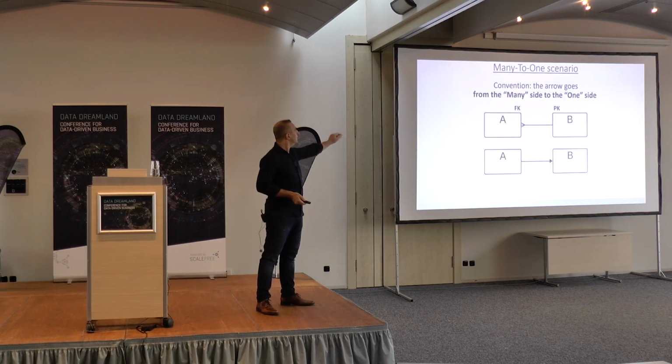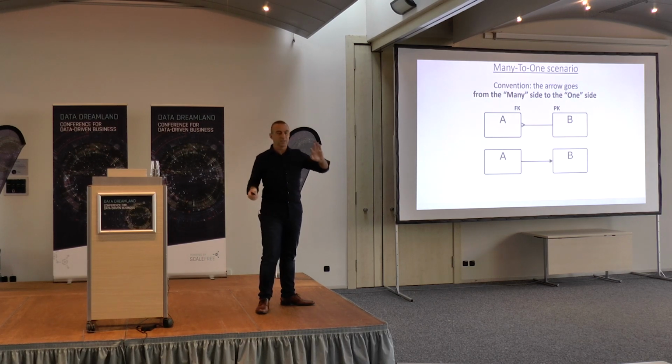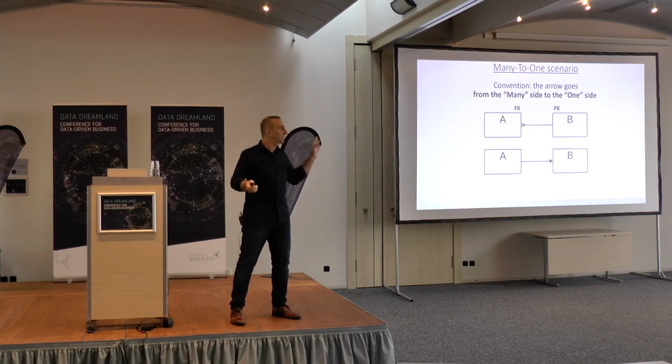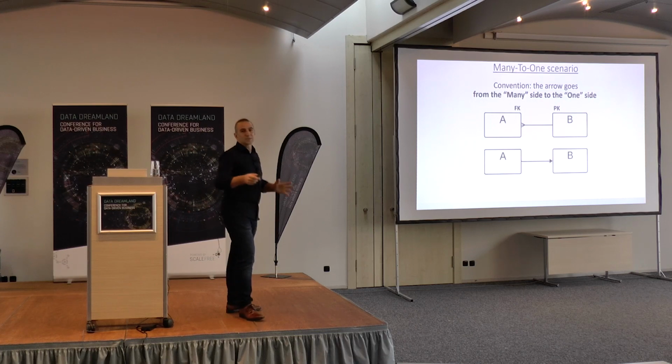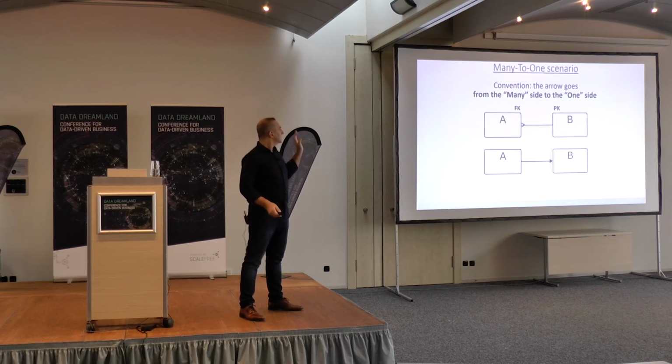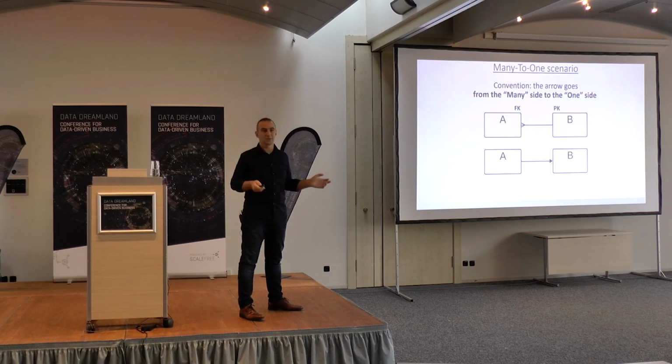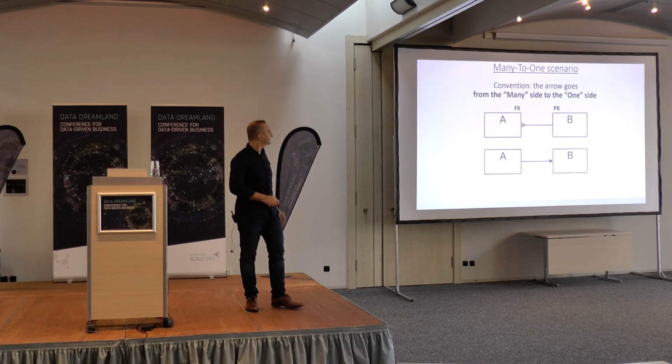So in a many-to-one scenario, the convention is that the arrow goes from the many to the one. Super simple. A has a foreign key, B has a primary key. When I say foreign key and primary key, I don't mean that they are enforced. Primary key is the unique identifier of a column, and foreign key is the column that points to that column, or set of columns if it's a composite key. So when you have a many-to-one scenario, it's super easy, because basically the arrow goes from the foreign key to the primary key. As simple as that. You can't miss it. You can't fail it.